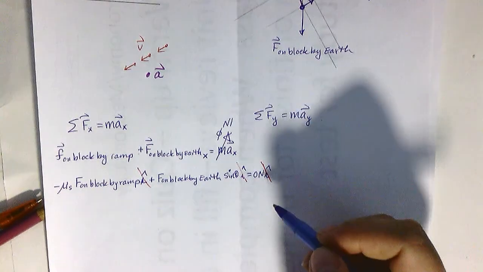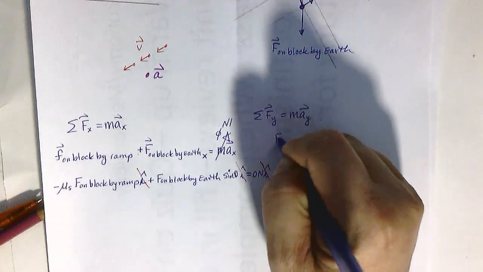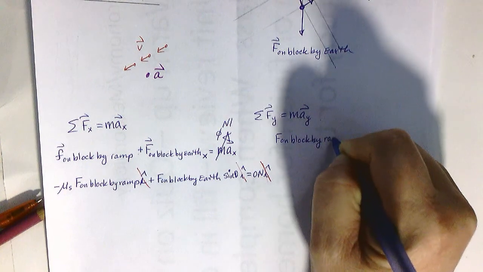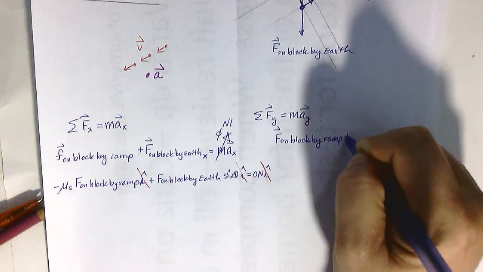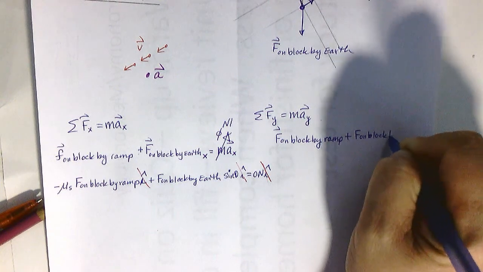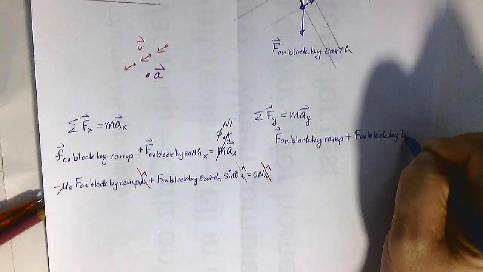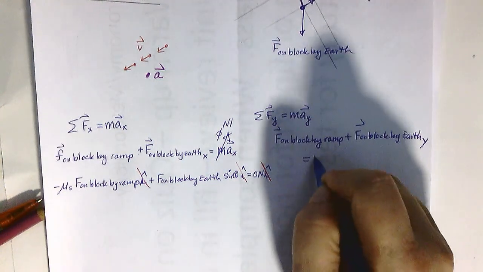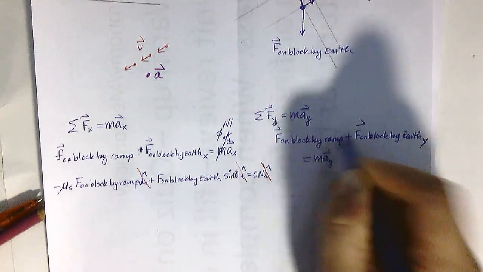Okay, so adding up the forces in the y direction. I have force on block by ramp plus force on block by earth, subscript y, and that's equal to ma sub y.